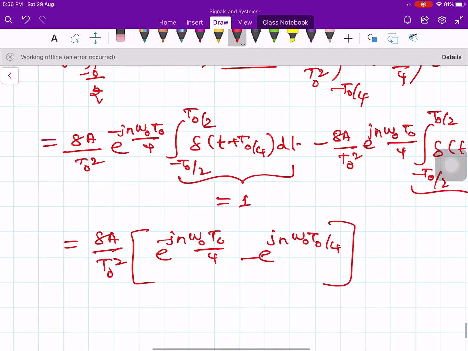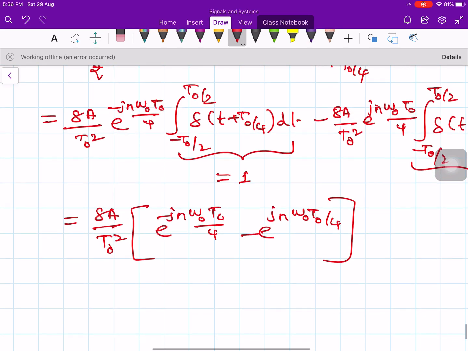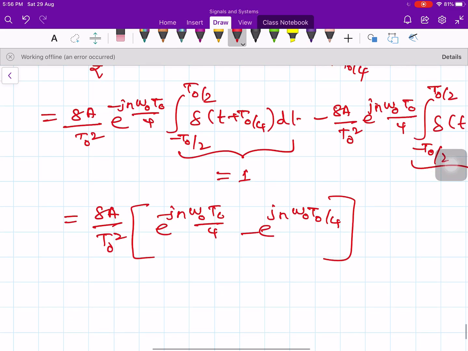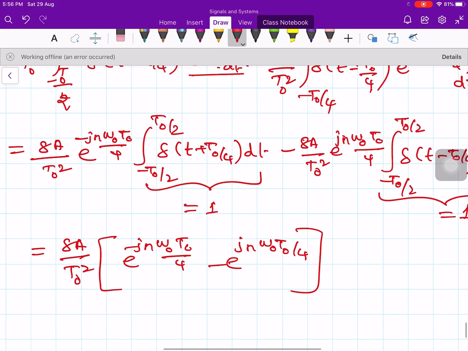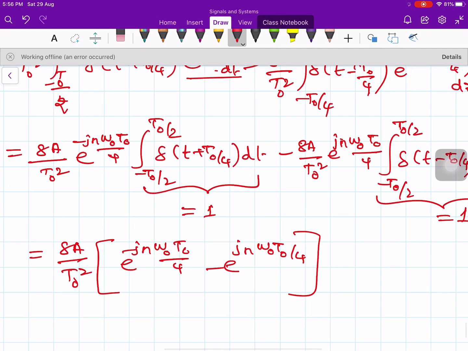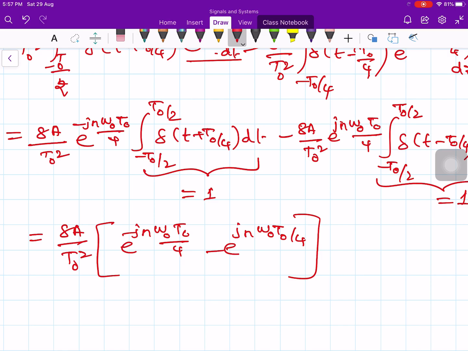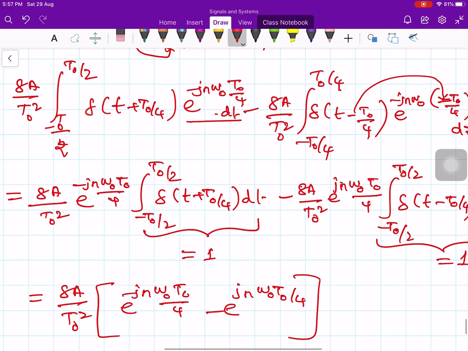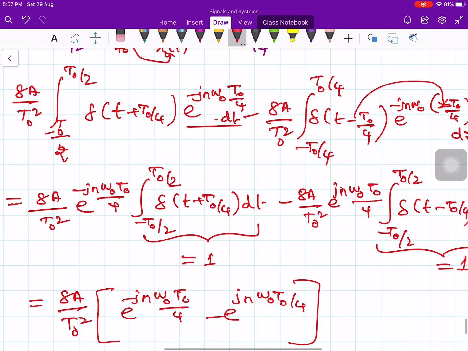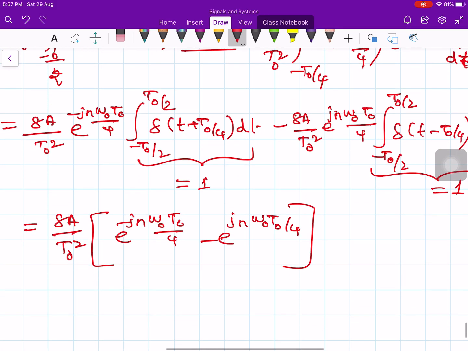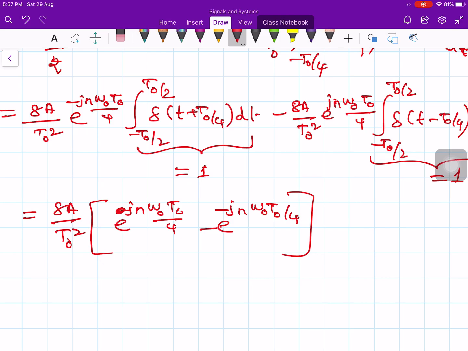Somewhere I think I made a mistake, some minus sign is missing here and there. Okay, so just to look at this derivation, somewhere I think this will be minus and this will be plus. I have made a mistake somewhere else, just try to find out.